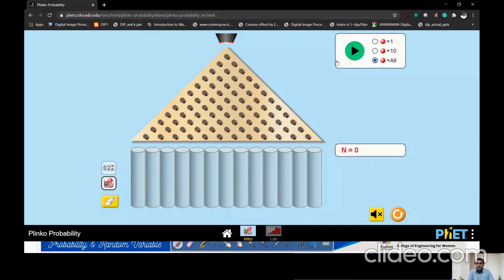Okay. So if I simulate this, you can see that the total number of balls, n, is increasing. I hope it is 100.